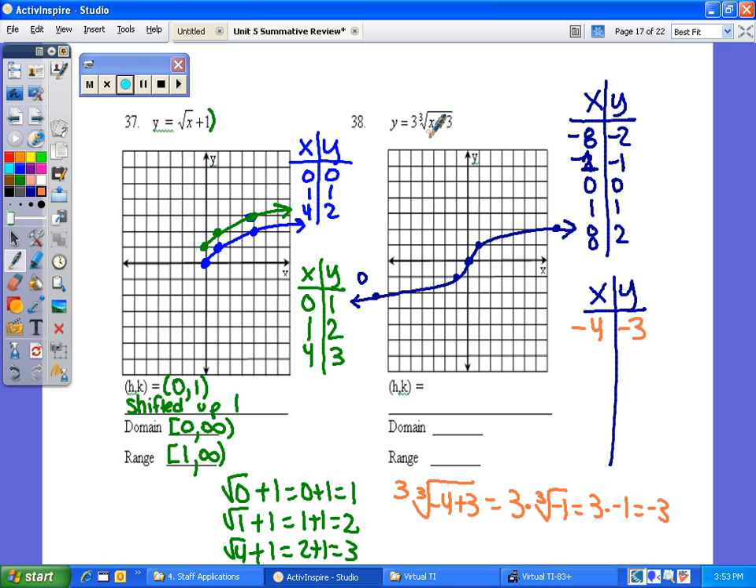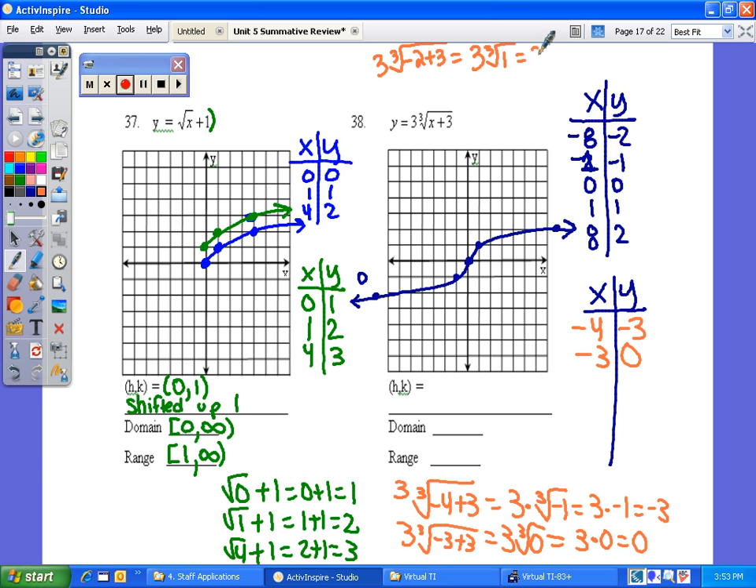Alright, if I plug in negative 3, I'll get 0. So 3 times the cube root of negative 3 plus 3 equals 3 times the cube root of 0, which is 3 times 0, which is 0. Alright, for me to get 1, I'd have to plug in negative 2. So 3 times the cube root of negative 2 plus 3 equals 3 times the cube root of 1 equals 3 times 1, which is 3.